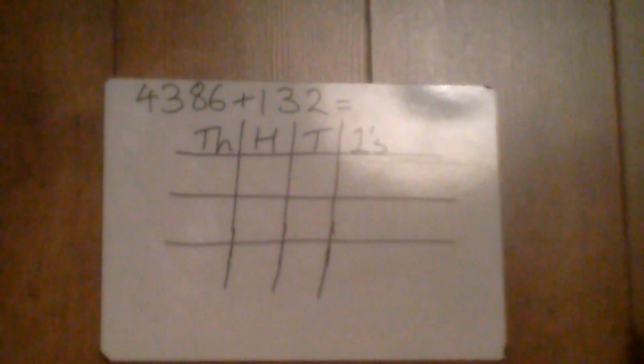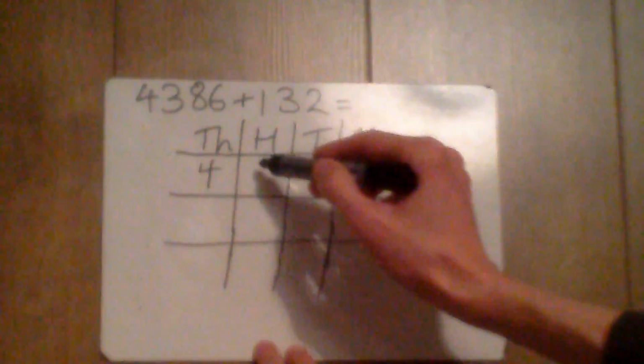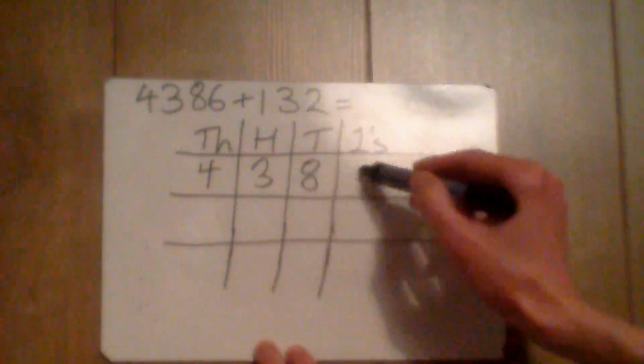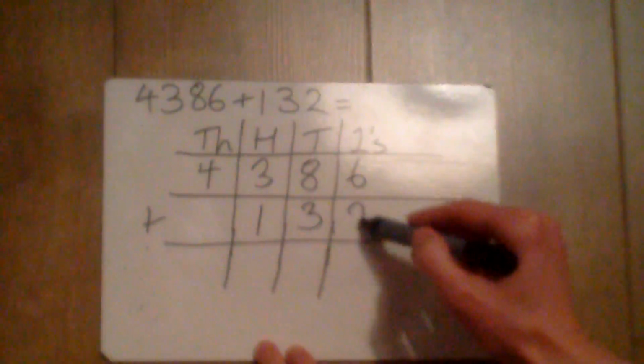First stage is to write your sum into your place value headings. So we have 4,386 plus 132.